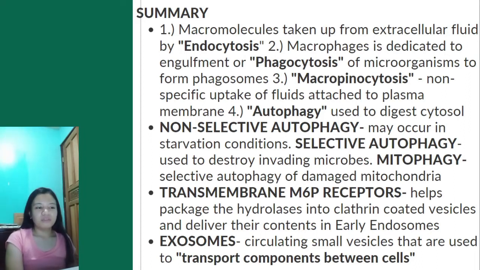Then, dito na papasok sila non-selective autophagy at selective autophagy. Si non-selective autophagy, mag-occur siya sa mga starvation conditions, while si selective autophagy is ginagamit siya para ma-destroy yung mga invading microbes. Then si mitophagy naman, ito naman yung selective autophagy ng damaged mitochondria. So, transmembrane M6P receptors, dito naman tinutulungan ito na i-package yung mga hydrolases, then magiging clathrin-coated vesicles sila. And then once naging vesicles na, i-deliver na nila yung content sa early endosomes. So, exosomes naman, ito naman yung mga small vesicles used to transport components between cells.